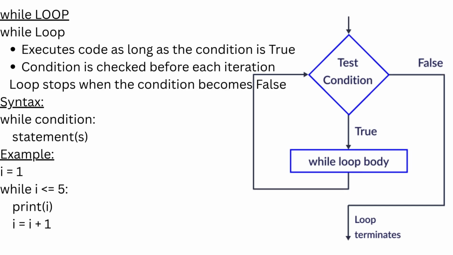The while loop is used to repeat a block of code as long as a given condition is true. First, Python checks the condition written after the while keyword. If the condition is true, the code inside the loop is executed. After execution, the condition is checked again. This process continues until the condition becomes false. It is very important to update the condition inside the loop, otherwise the loop may run infinitely.